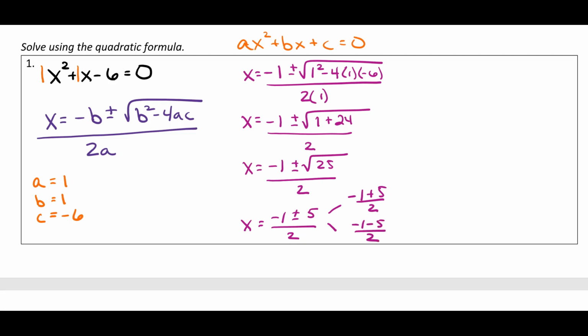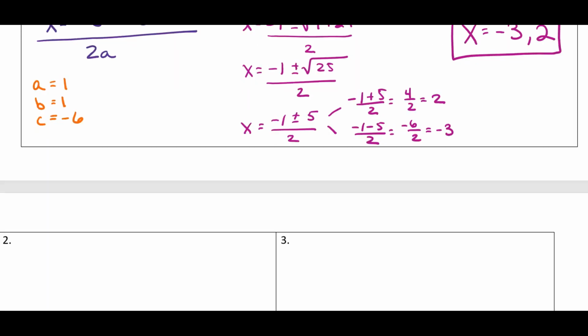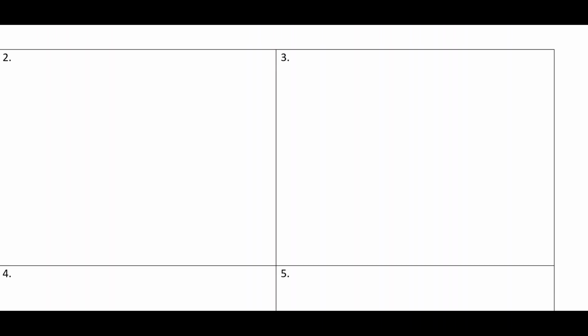Okay, so negative 1 plus 5 over 2 is going to be 4 over 2. Negative 1 minus 5 over 2 is negative 6 over 2. Oops, sorry, that's 2. So 4 over 2 equals 2. Negative 6 over 2 equals negative 3. So our solutions are x equals negative 3 and positive 2. Okay, so those had nice integer answers. So let's jump over to number 2.